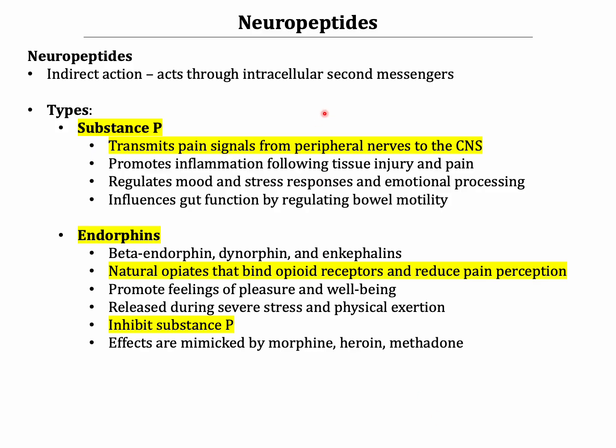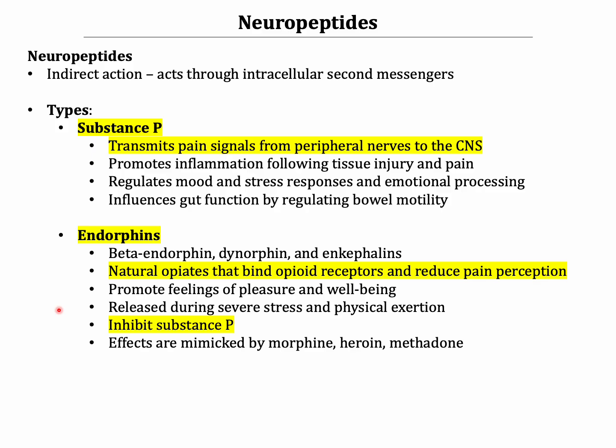Then for neuropeptides, we have substance P and endorphins. Substance P, P for pain. This neurotransmitter transmits pain signals from the peripheral nerves to the central nervous system. Antagonists of that are endorphins. These are natural opiates. They bind opioid receptors and reduce our pain perception.